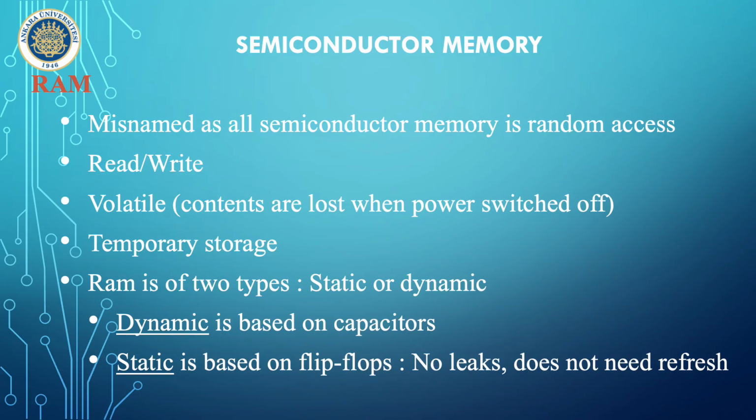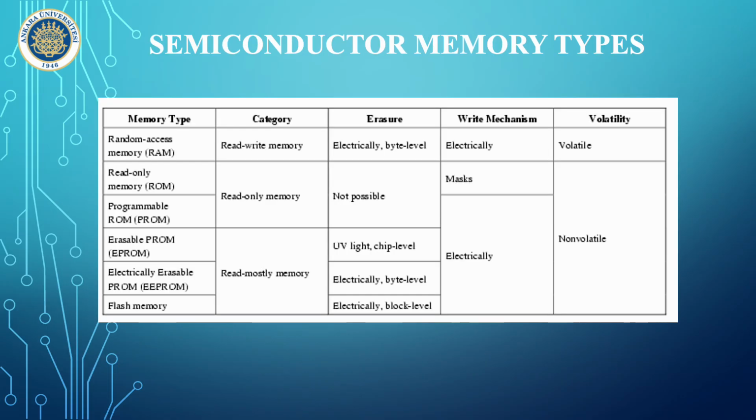Dynamic RAMs, DRAMs, use capacitors to store bits, but these capacitors slowly leak charge, so the data must be refreshed constantly. Static RAM, in contrast, uses flip-flops. They don't leak, so no refresh is needed. Both RAM types are volatile, but they serve different purposes depending on speed, cost, and size.